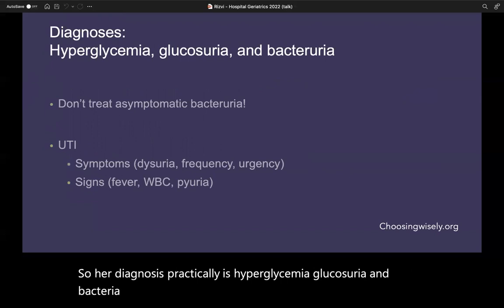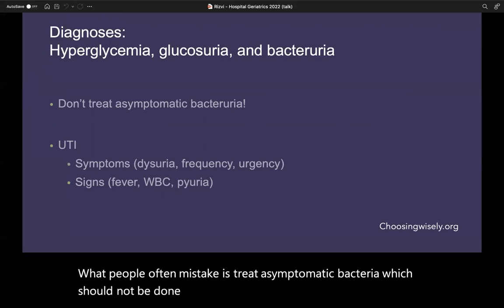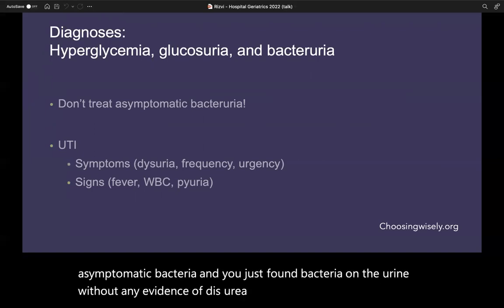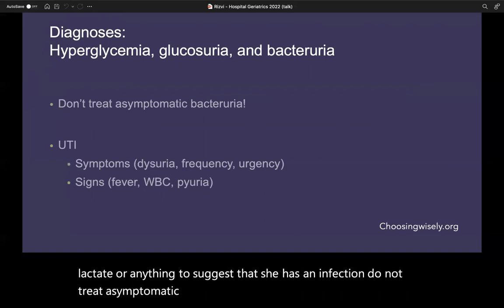And what people often do is treat asymptomatic bacteriuria, which should not be done. So if the patient is coming in with asymptomatic bacteriuria and you just found bacteria on the urine without any evidence of dysuria, fever, or an elevated leukocytosis or lactate or anything to suggest that she has an infection, do not treat asymptomatic bacteriuria. That's really the bottom line.